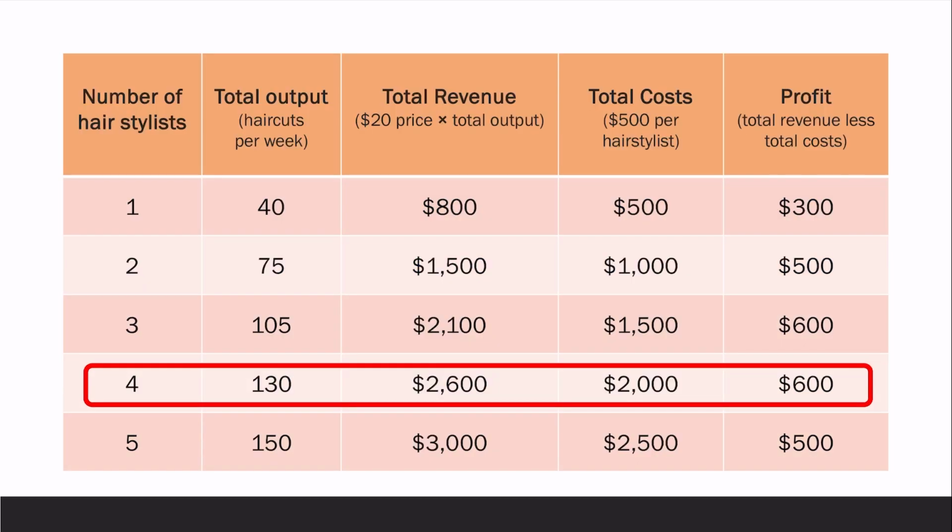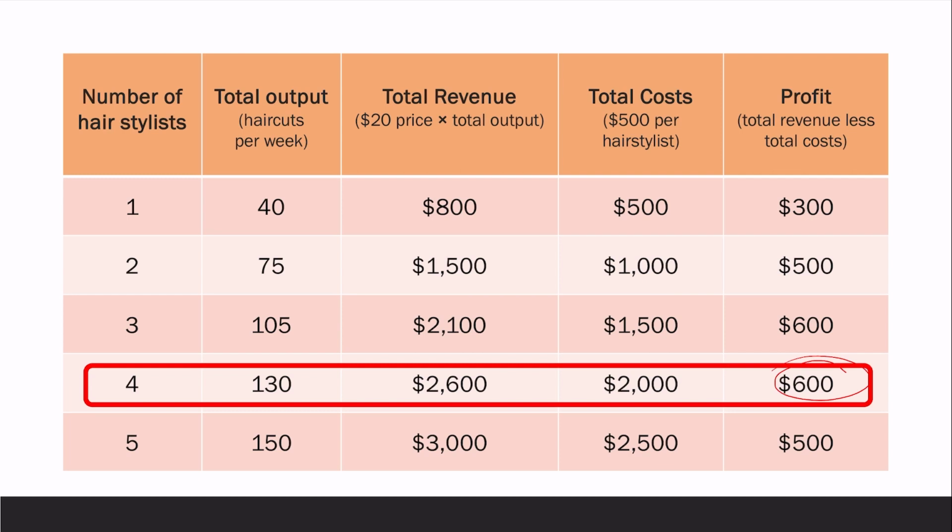130 multiplied by 20 gives the total revenue. 20 multiplied by 130 is 2600. The total cost is based on how many stylists we are hiring: four. The wage is 500, so 4 multiplied by 500 is 2000. This way the net profit we are getting is 600.